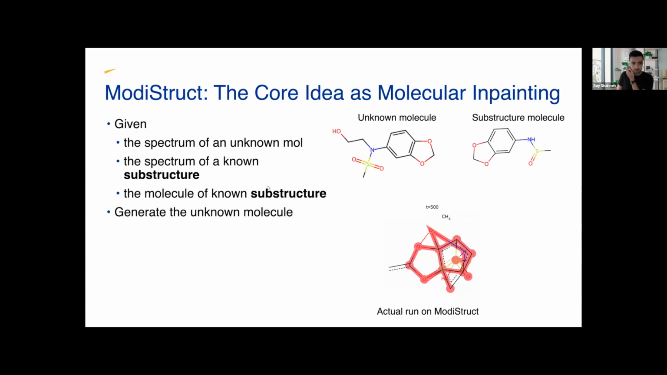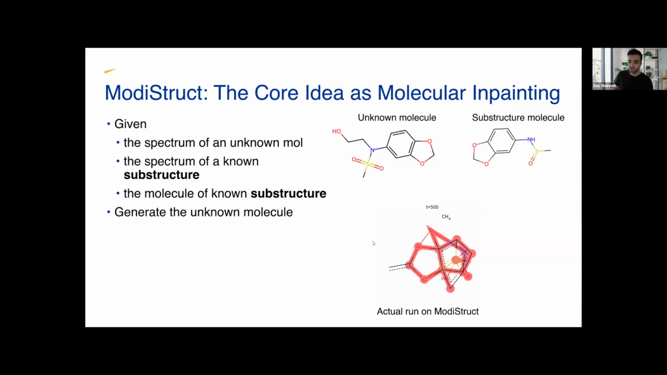And also the spectrum and the structure of this substructure. We want to use this substructure molecule and then predict the unknown molecule from that. So we know the base and we just want to inpaint around it, just like the Eiffel Tower image that we saw earlier.